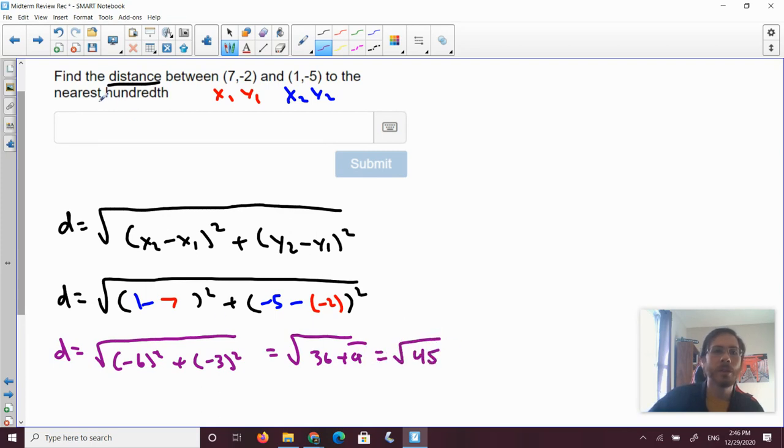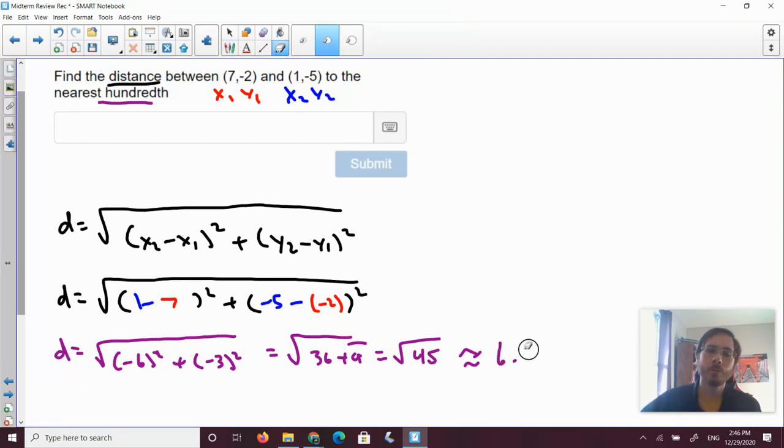Now this question wants to know what it is to the nearest hundredth, so I do have to put that into a calculator. I don't know exactly what the square root of 45 is, so off the top of my head, I know it's going to be between 6 and 7. So I'll plug it into the calculator. The square root of 45, and we get 6.708. But to the nearest hundredth, remember hundredth is 2 decimal places, so I'm going to round this up to 6.71. So that's what it is to the nearest hundredth.